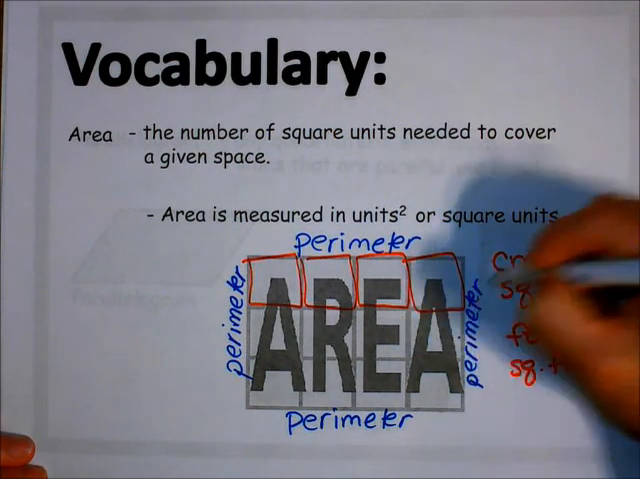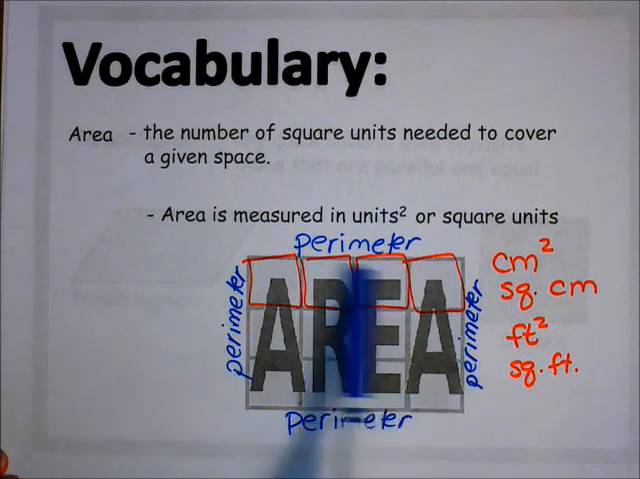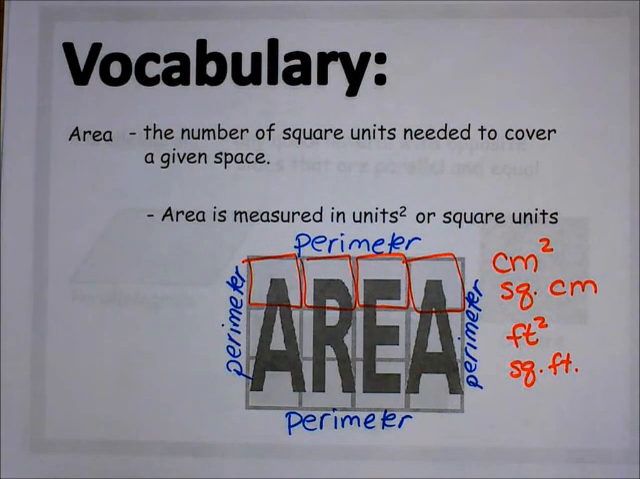So remember, if you are going around an object, you're finding its perimeter. If you are finding how much space is inside, you're finding the area.